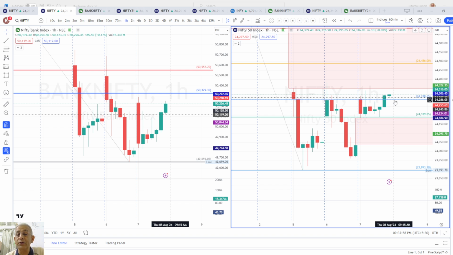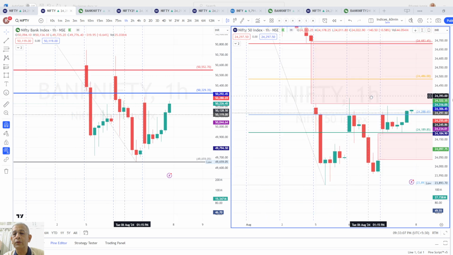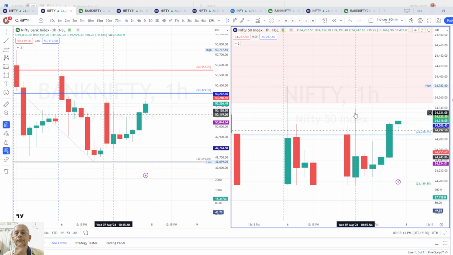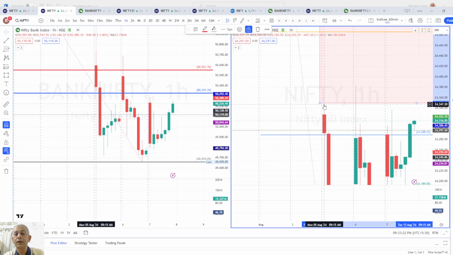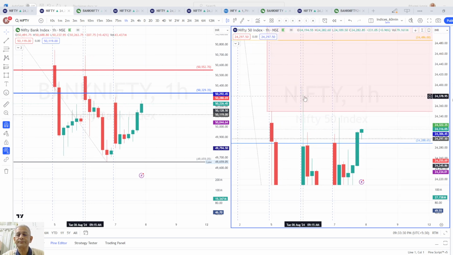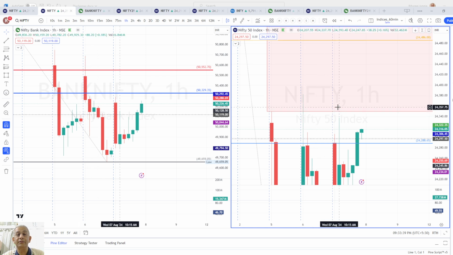It's not going to go down so easily because as long as this low is protected, chances are it will go up only. What is the first hurdle you will get tomorrow? Your first hurdle will be today's high, which is 24337. What is your second hurdle? This one, day before yesterday's high. What is it? 24350. Third hurdle here, yesterday's high. What is that? 24382.